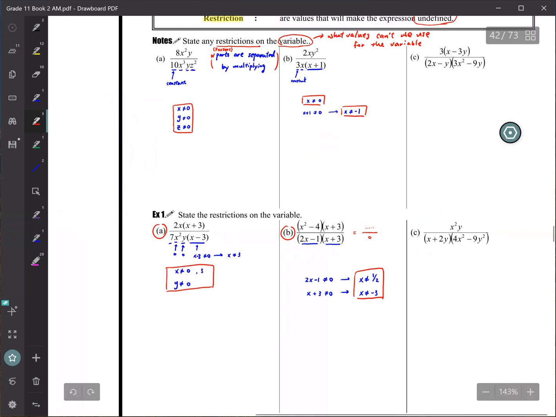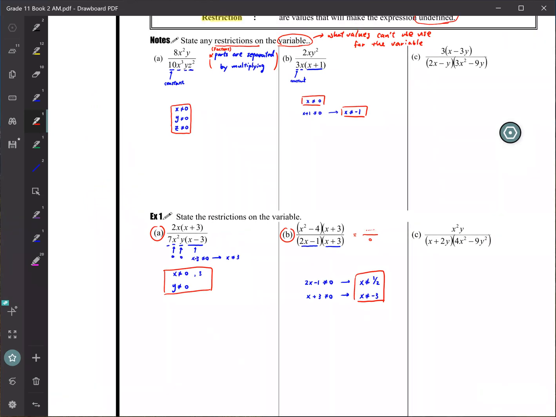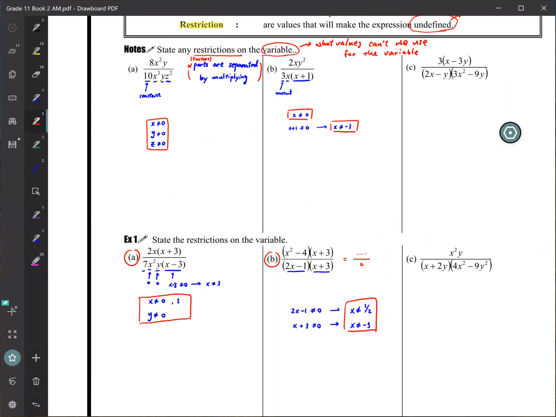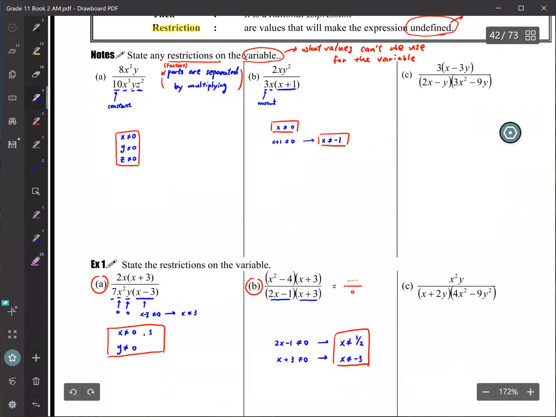If you look at question C and compare with A and B, what's the biggest difference that you noticed? Brennan, what do you see? What's the difference? There are 2 polynomials. What do you mean by that?